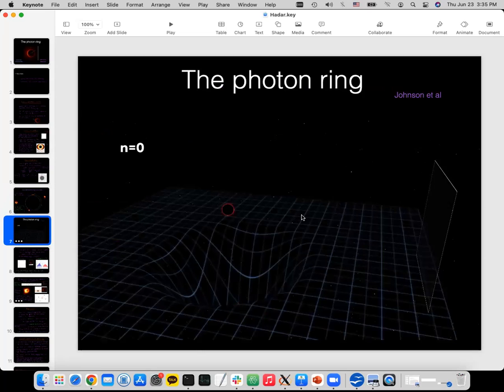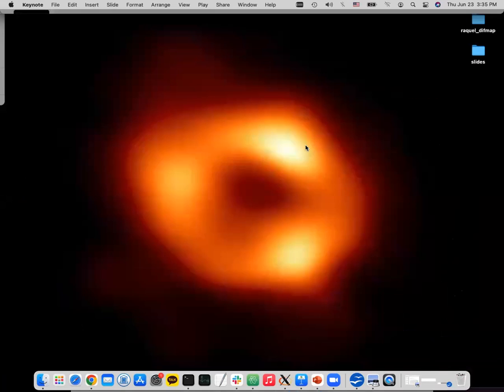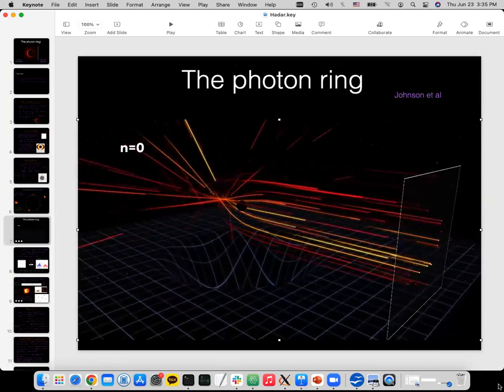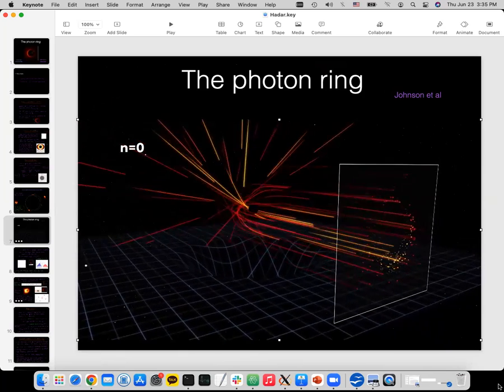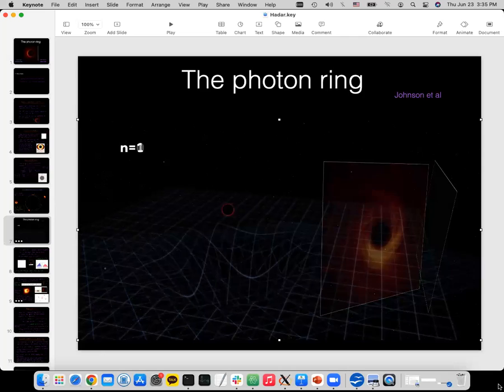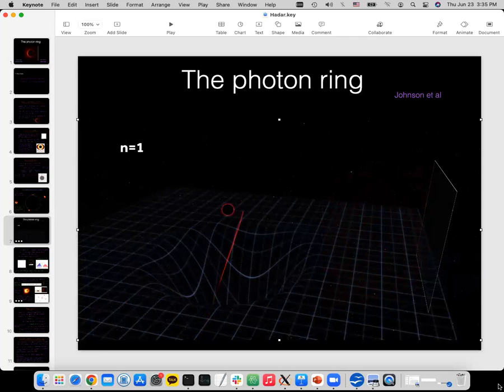So this is the photon ring animation that maybe some of you have already seen. There is an n equals 0 image, which just comes from the geodesics which are weakly lensed. This comprises the main part of the emission. And then we have n equals 1 geodesics, which undergo a half orbit around the black hole before going to the telescope.